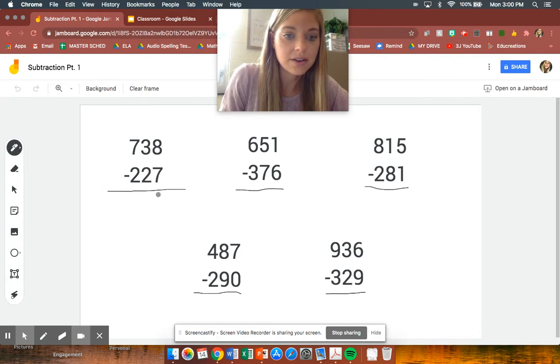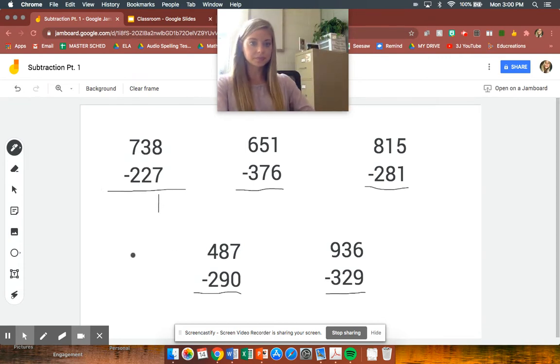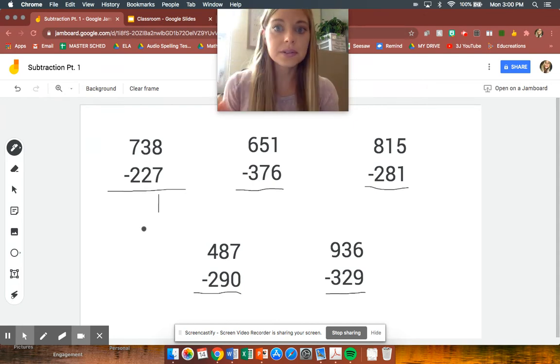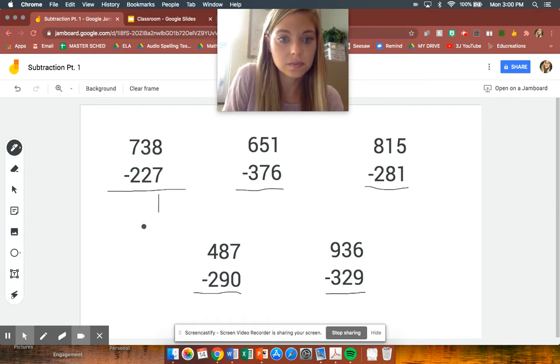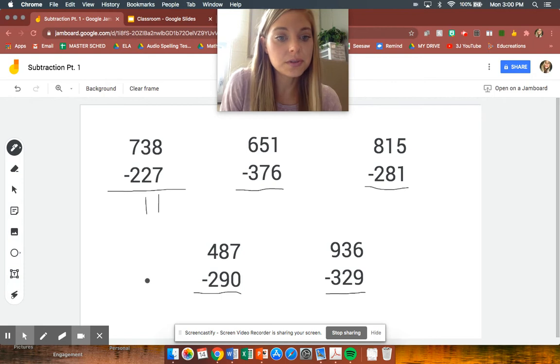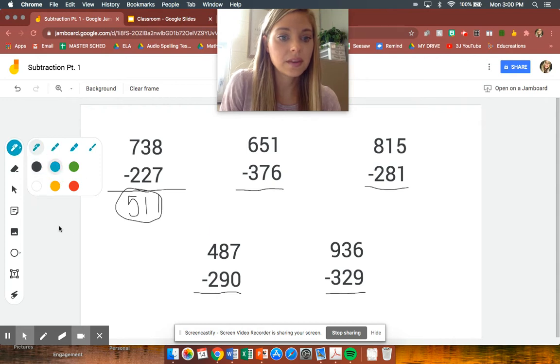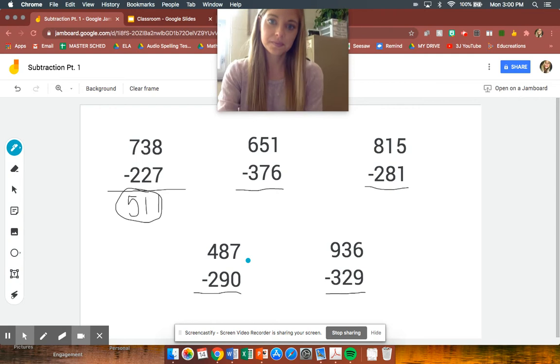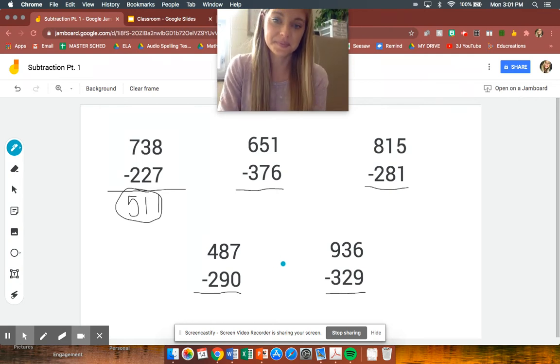So I'm going to write that down, 1. 3 minus 2 equals 1. And 7 minus 2 equals 5. The answer there is 511. We didn't have to do any carrying or any borrowing there. So that made that problem pretty easy.